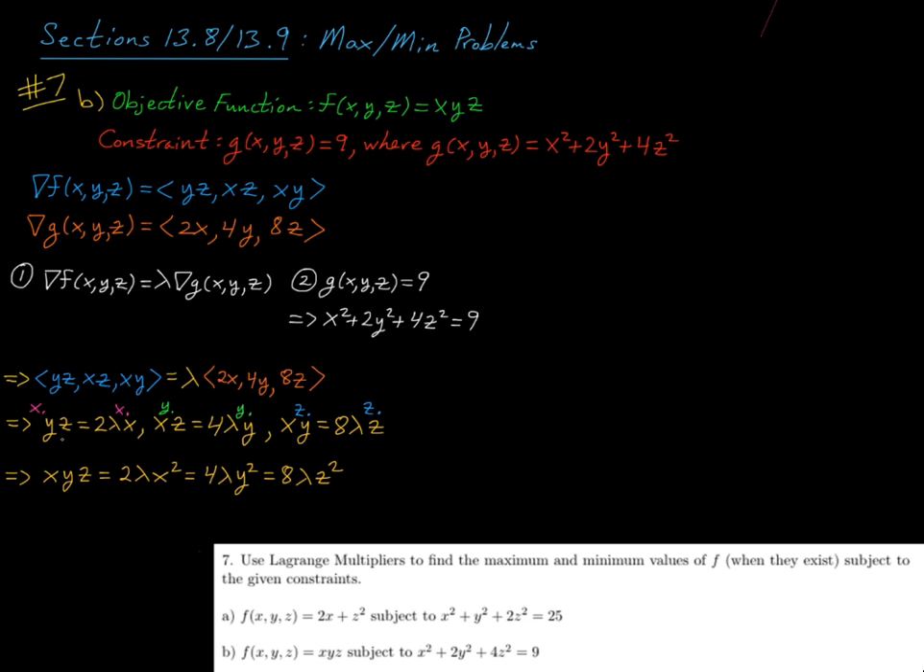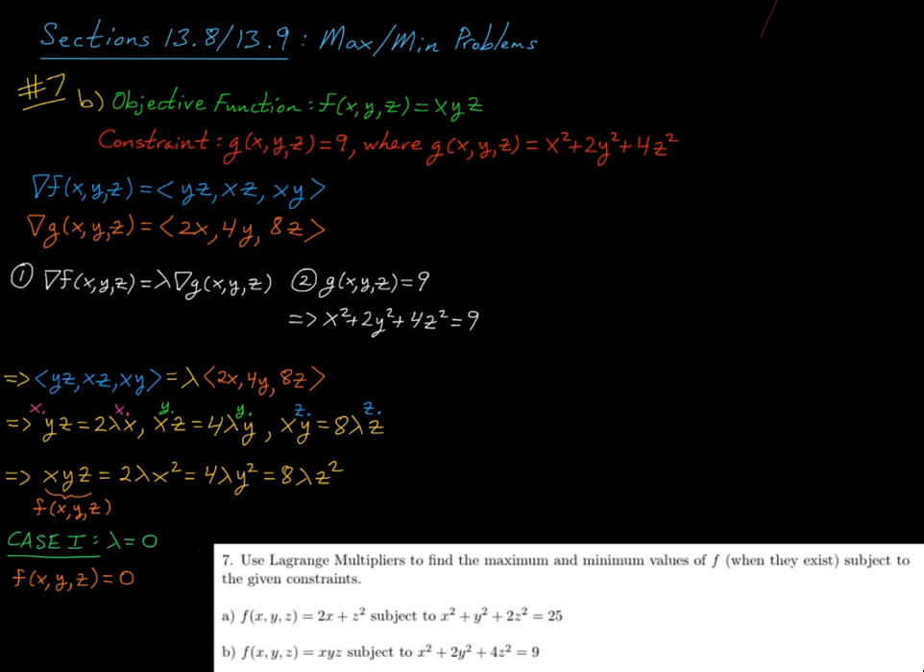So I can, in other words, multiply both sides of this first equation by x. That's going to give me an xyz. And over on the right, I'm going to get a 2 lambda x squared. From the second equation, multiplying both sides by y, that also gives me an xyz, and that has to be equal to 4 lambda y squared. And then for the third equation, multiplying both sides by z, I get, again, xyz. That's got to equal 8 lambda z squared. So now I get that these three expressions are equal.